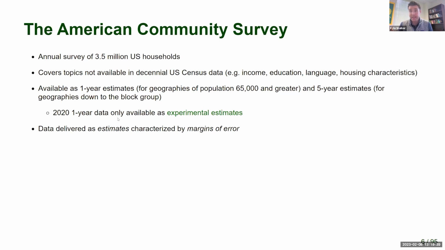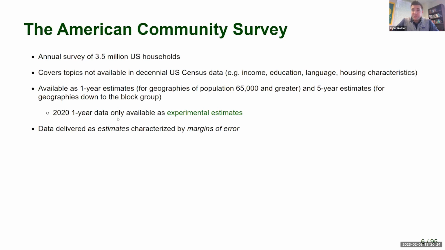The American Community Survey is an annual survey of about 3.5 million US households, so it tends to cover maybe 10 or so million Americans per year. The ACS is so valuable because it covers a wide range of topics that aren't available in the decennial US Census: income, education, language, detailed housing characteristics, commute, occupation. All of those questions are asked in the American Community Survey and then made available to the public as free and open data.